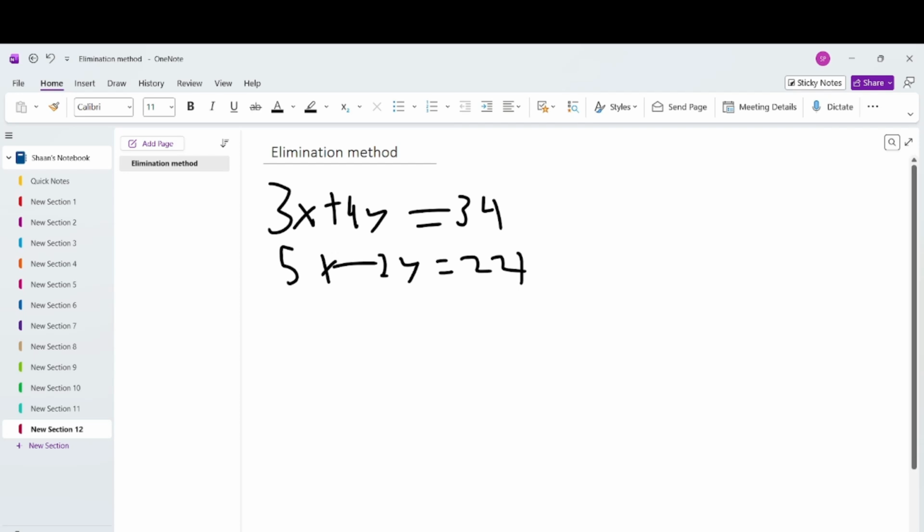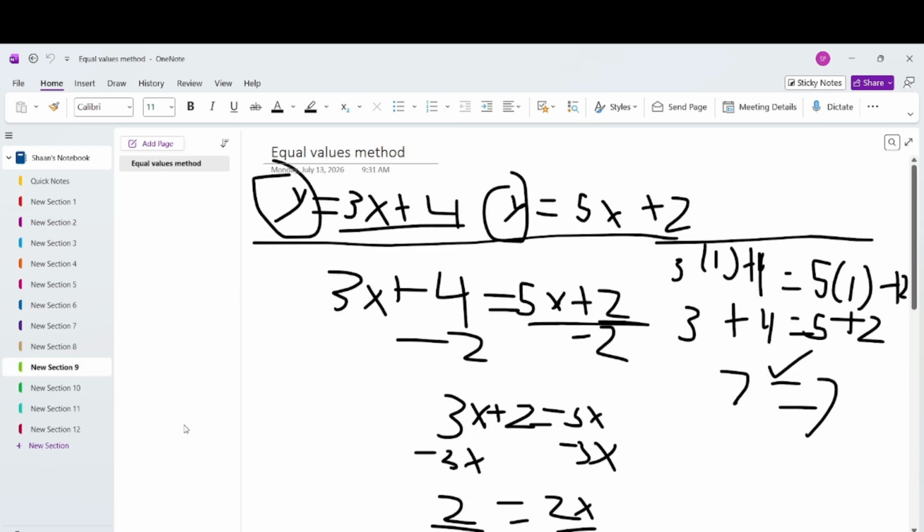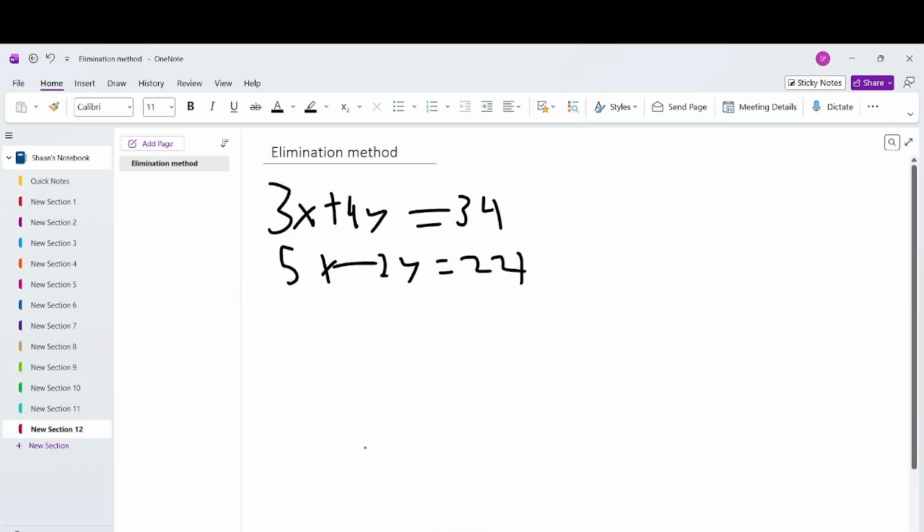Today's video we're going to be going over how to solve a system of equations using the elimination method. In the last two videos we went over how to solve it using the substitution method and the equal values method. Today's video we're going to be going over the elimination method.